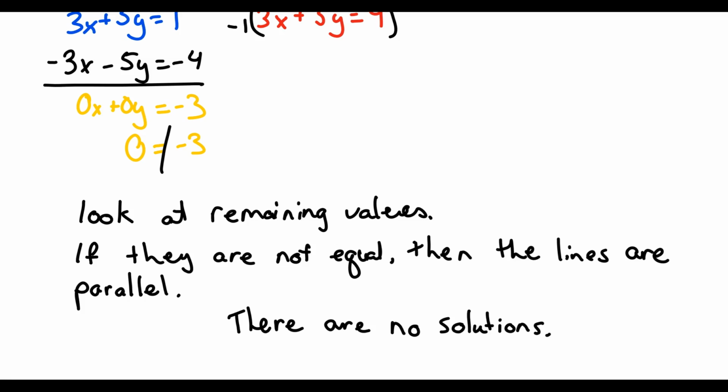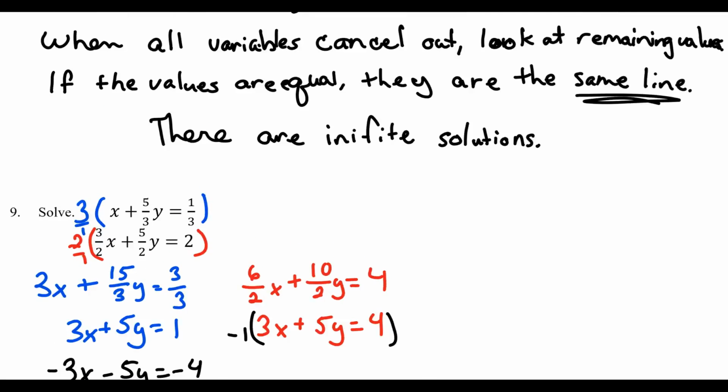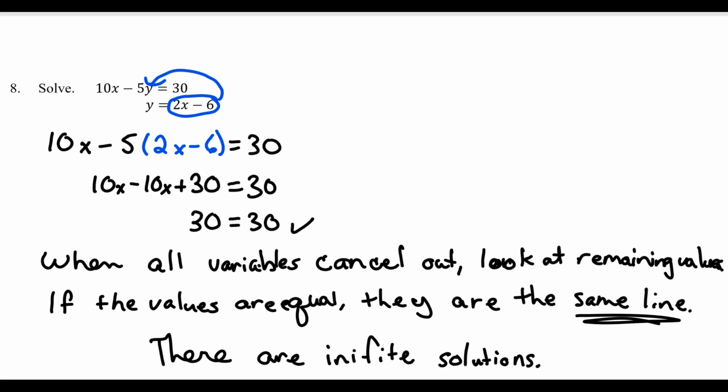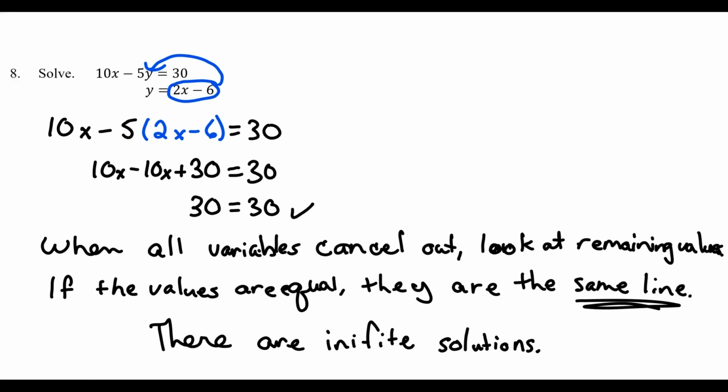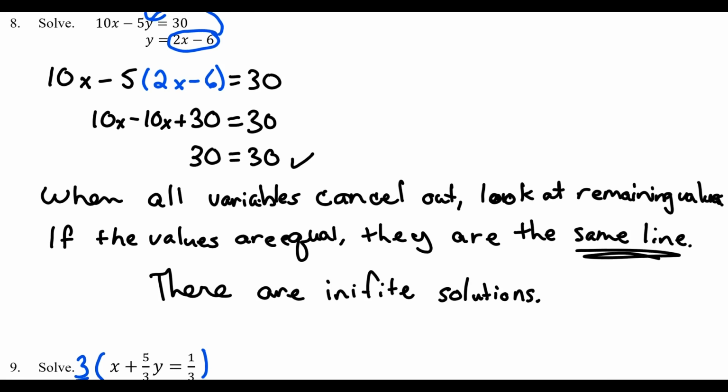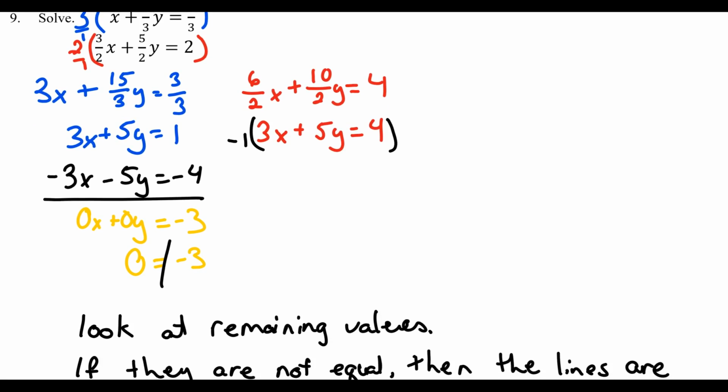So again, you can have one solution like we've had in previous. You can have that infinite many solutions like we had right up here, where the variables all canceled out and I have one number equal to itself. Or you can have no solutions like we had right here, where all the variables canceled out and I have a number that's equal to a different number, which can't happen. So this one's a no solution possibility.